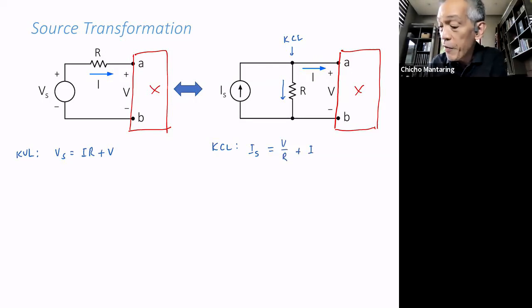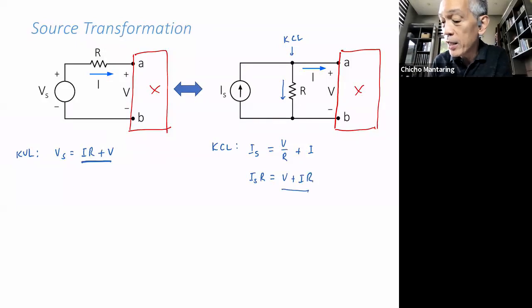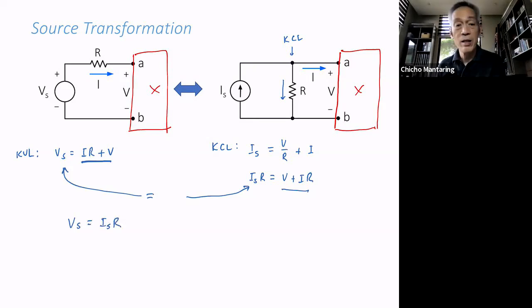Now if I multiply both sides of this equation by R, what am I going to get? I'm going to get I sub S R is equal to V plus I times R. So remember, I want the left side and the right side to be the same. This is already the same, and therefore this must be equal to this. V sub S must be equal to I sub S times R. So ano ibig sabihin nun?